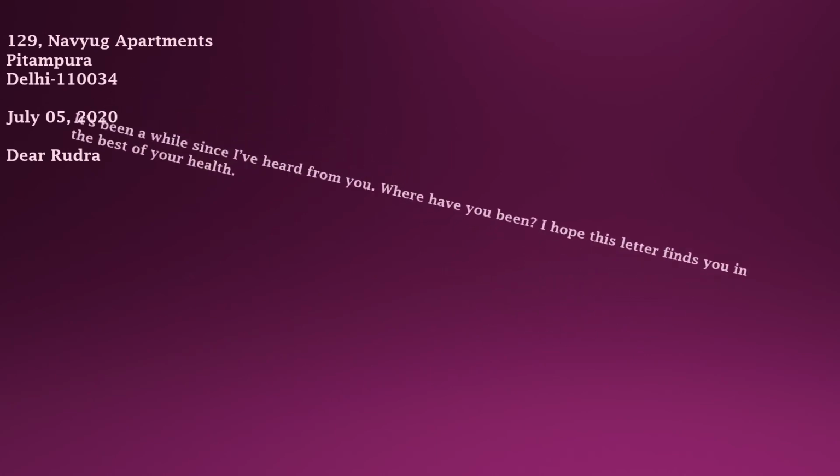So this is your informal letter. First you will mention the address: the house number, then the apartment where the person is living, then the place name, and then the name of the state, with the pin code. Then after leaving one line, we will mention the date, July 5, 2020, or whenever you are writing it. After that, leaving a line, we will write the salutation. Obviously, the person is your friend, so you will write Dear Rudra. After that, the content will come.